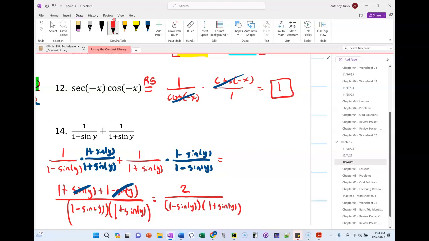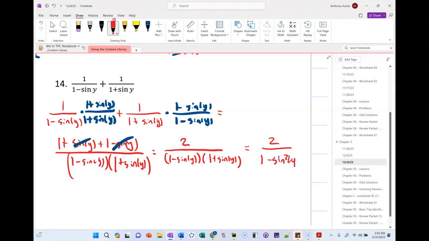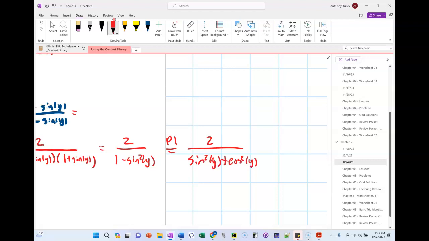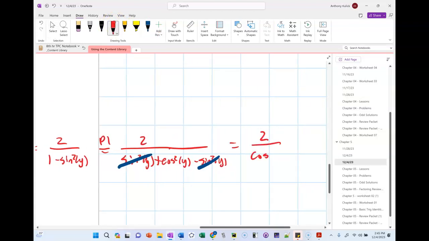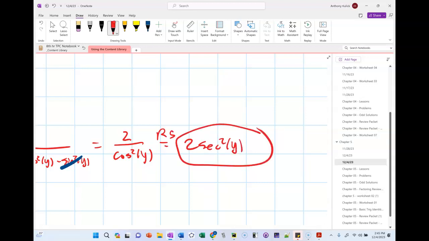30 seconds is all I need. So I'm left here with 2 over 1 minus sine y times 1 plus sine y. Nothing to do, so I'm going to FOIL the denominator out. I'm going to use P1. These guys cancel out. I'm going to apply R5. And that's as good as we can do.